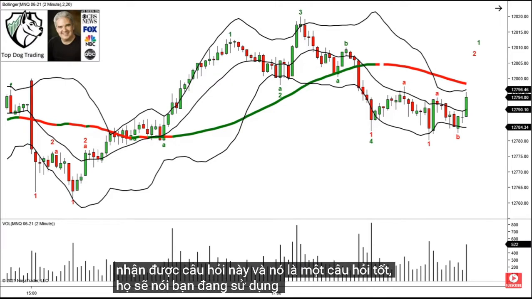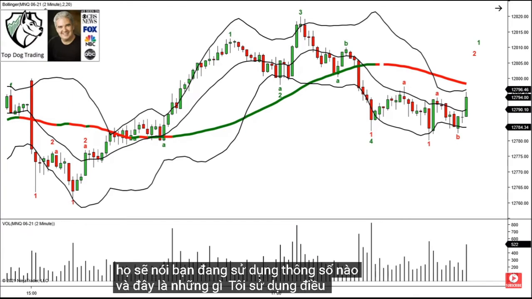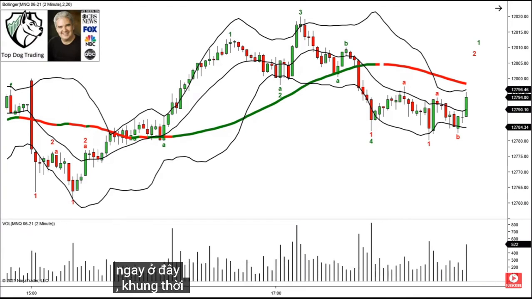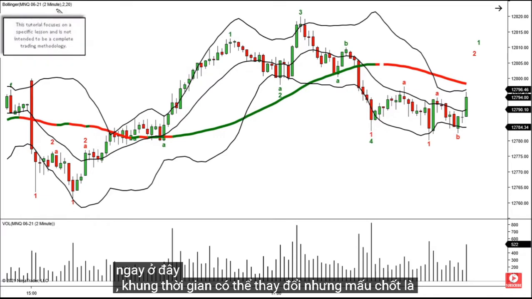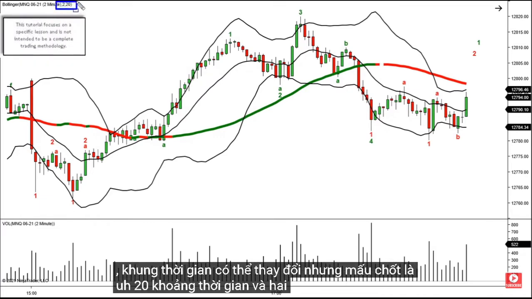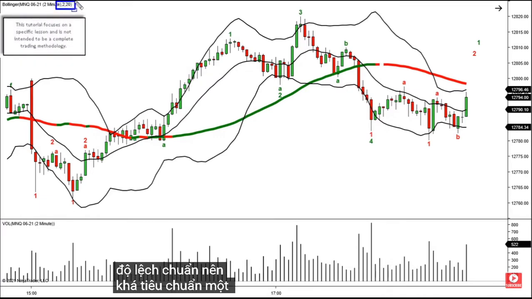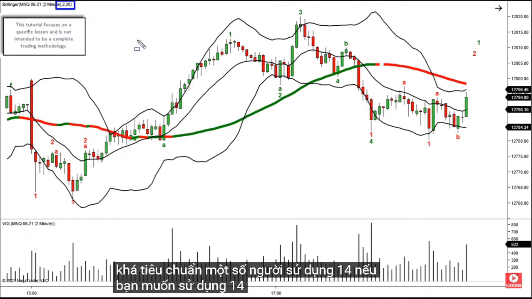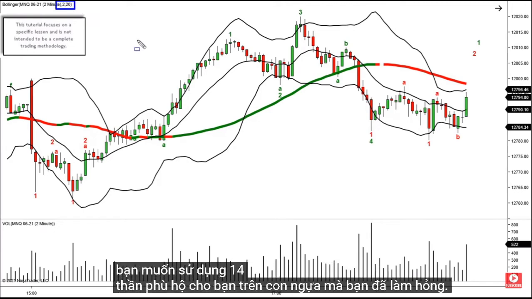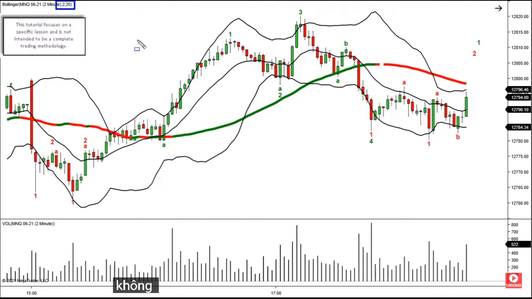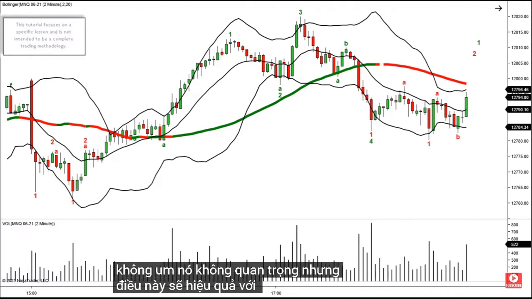They'll say, Barry, what parameters are you using? And here's what I use. It's right up here. The time frame can vary, but the key is 20 periods and 2 standard deviations. So pretty standard. Some people use 14. If you want to use 14, God bless you and the horse you rode in on, that's fine. It does matter, but this will work for either one.